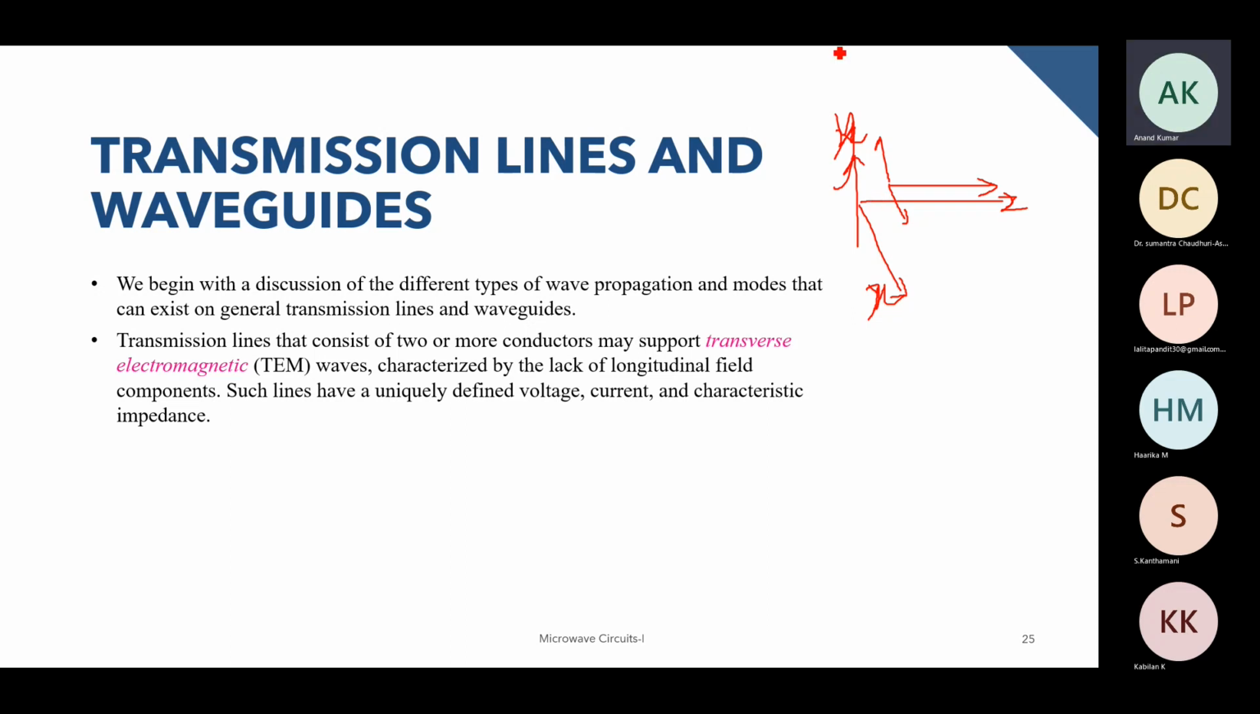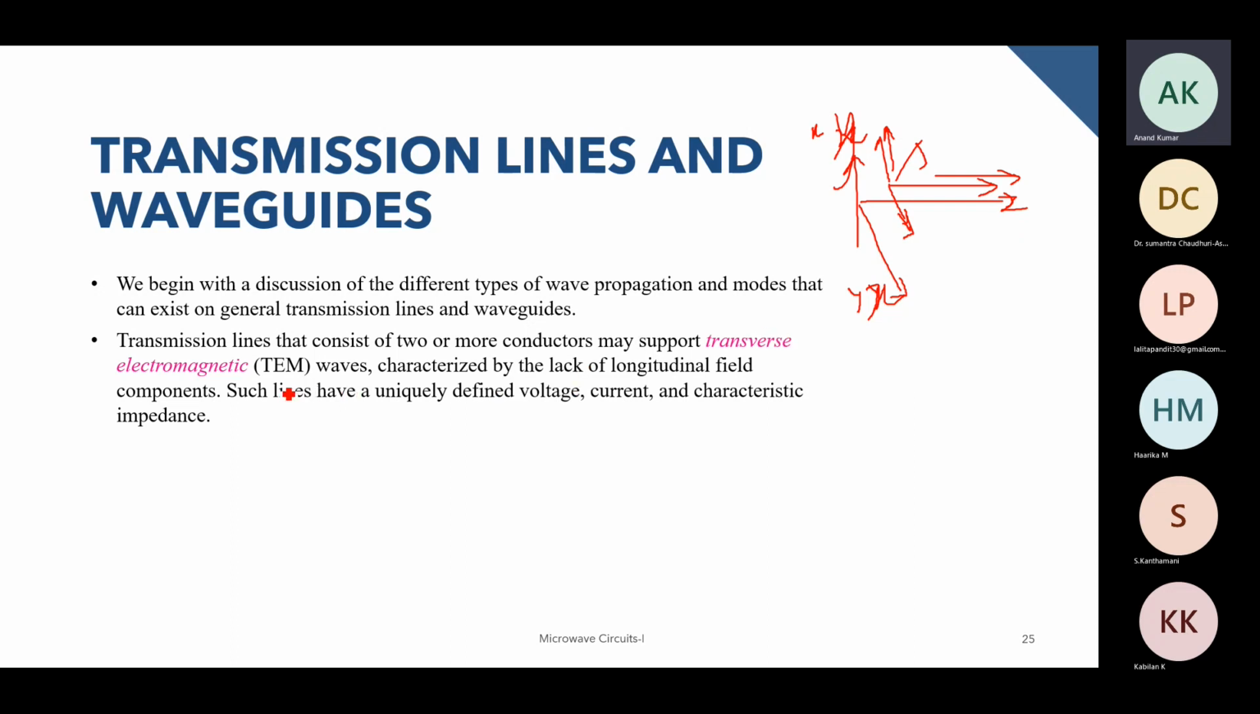X, Y. Okay, no, I made a mistake. So this is X and this is Y. Sorry. If your wave is propagating in the Z direction, the components in the direction of X and Y and whatever in between are the transverse components, and the component of the field in the direction of the propagation is the longitudinal component.